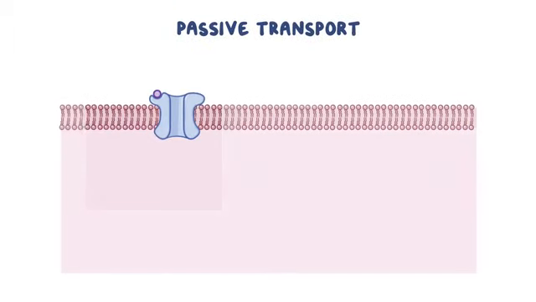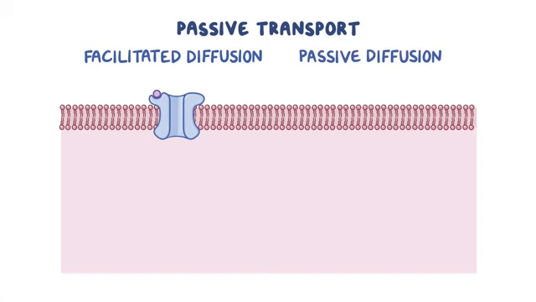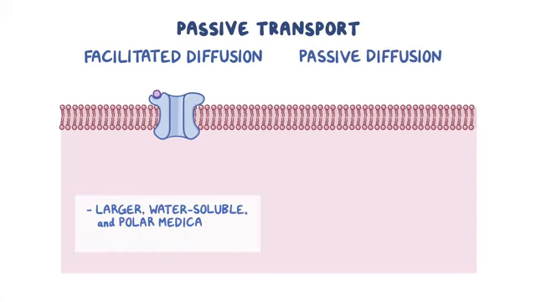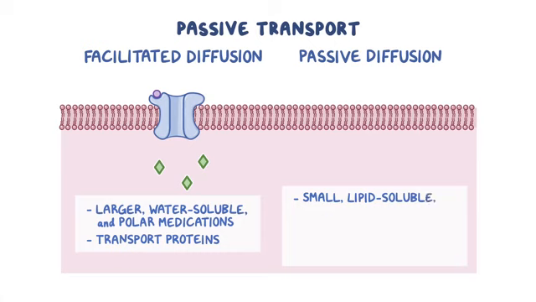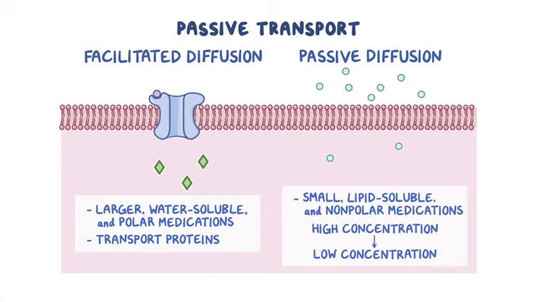2 types of passive transport are used: facilitated diffusion and passive diffusion. Facilitated diffusion helps larger, water-soluble, and polar medications move across the membrane through transport proteins like channels and carrier proteins. Passive diffusion helps small, lipid-soluble, and nonpolar medications move across the membrane from an area of high concentration to low concentration.